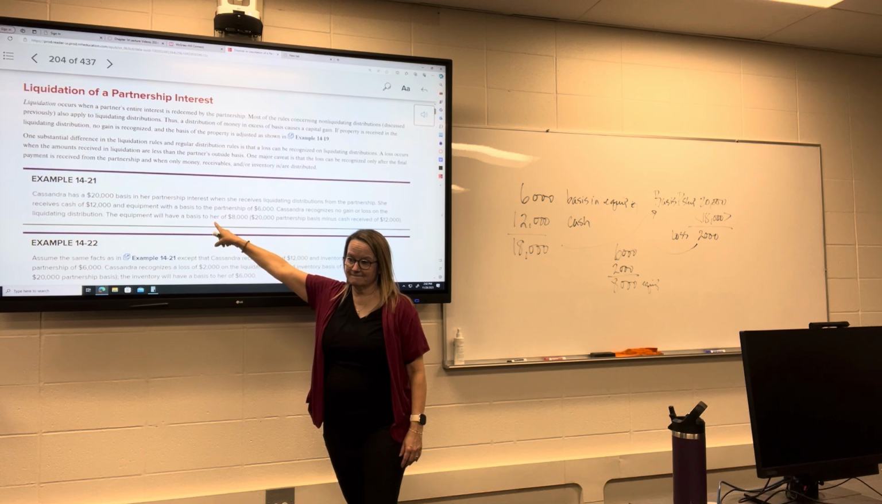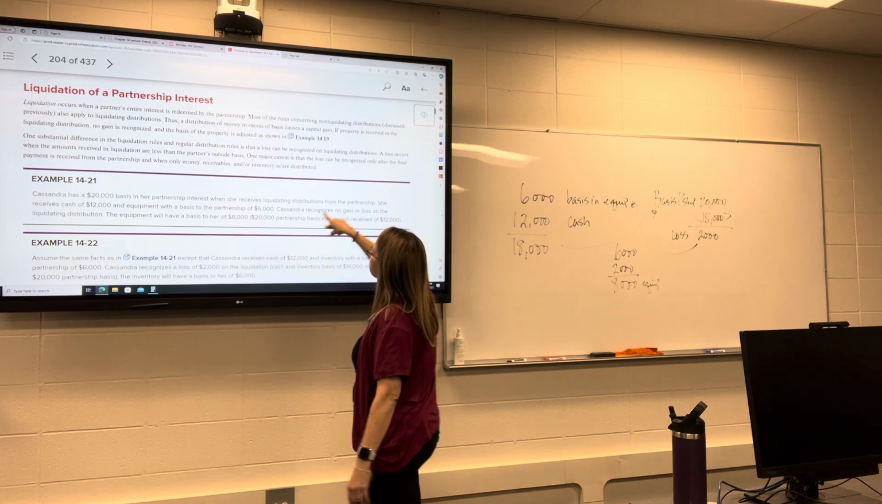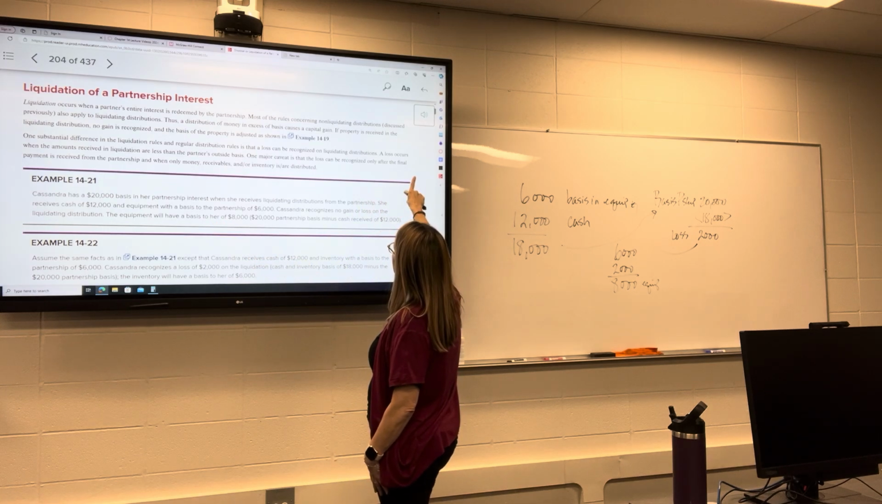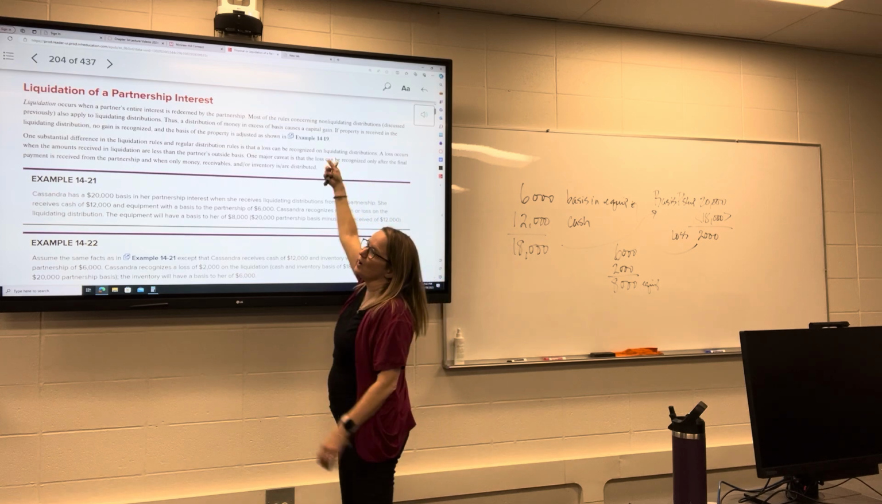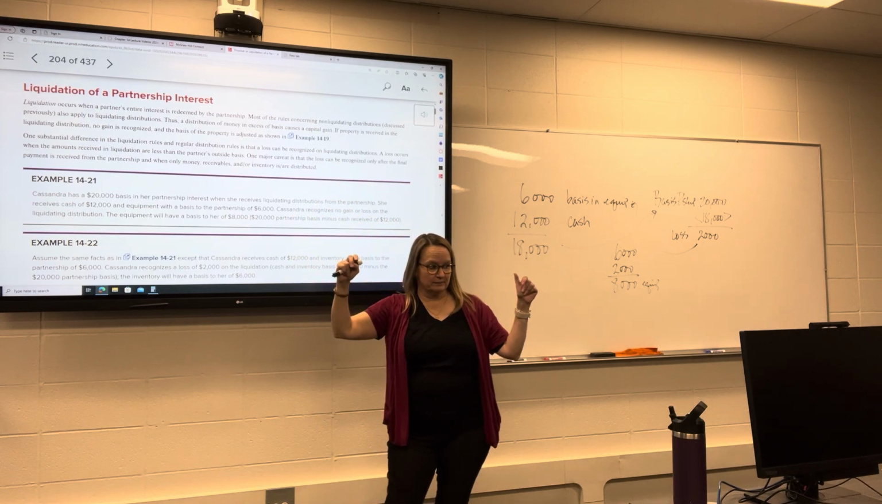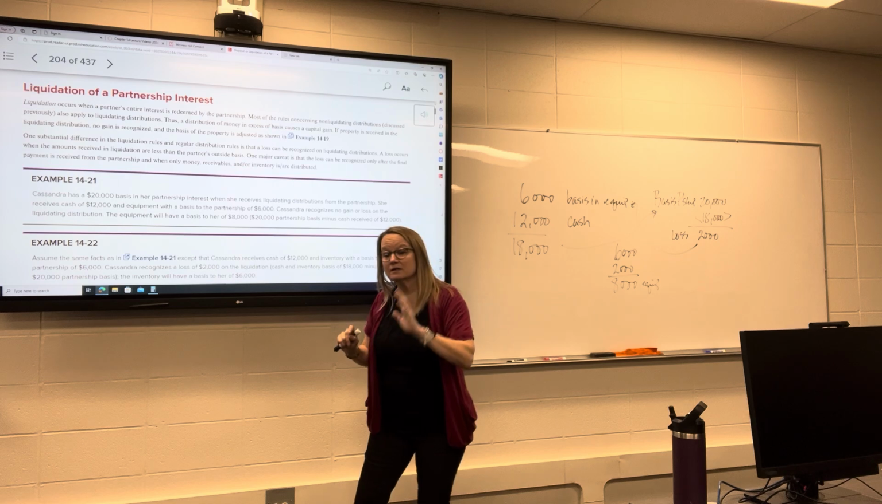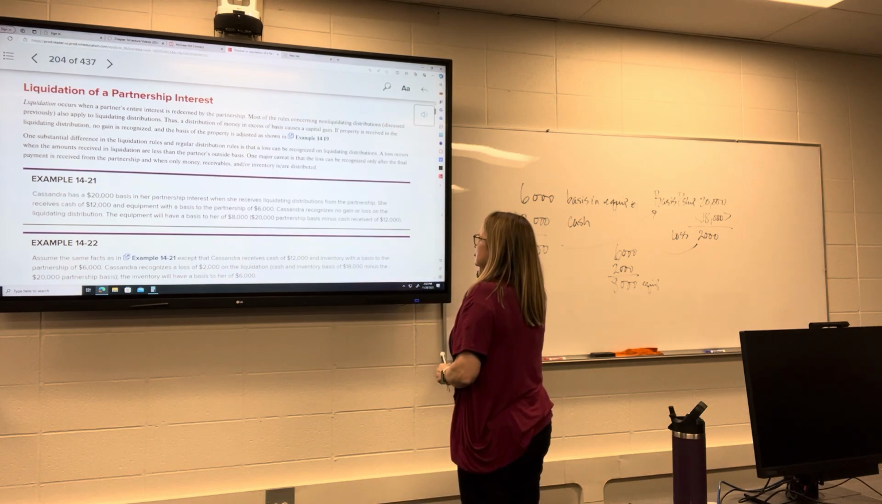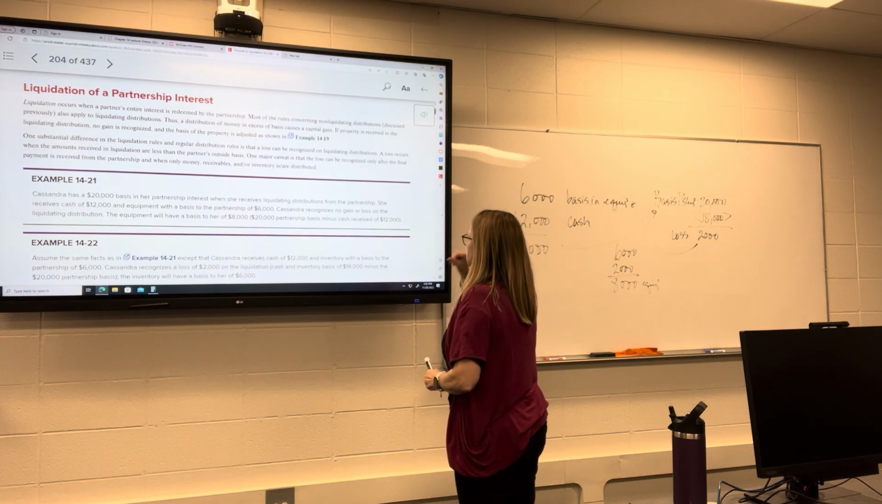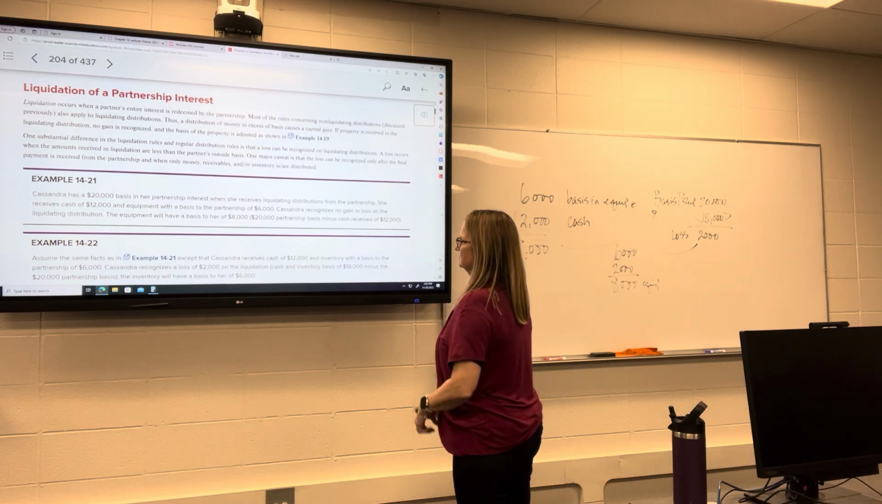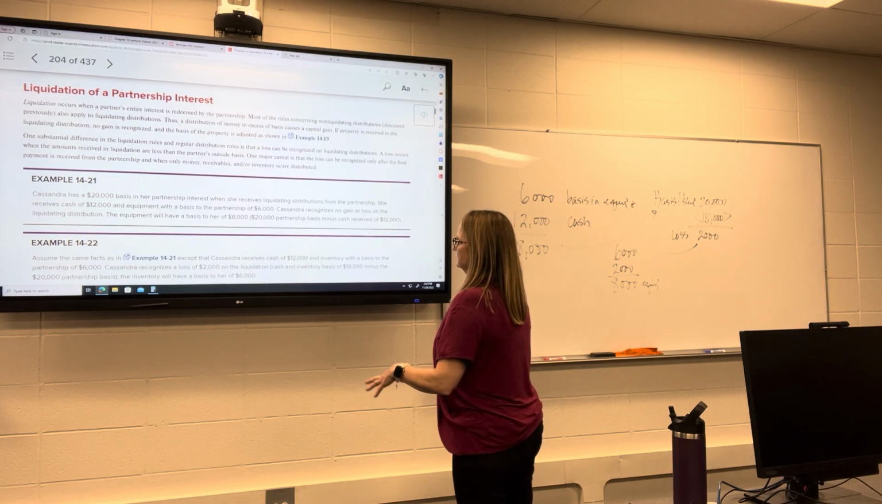Right. But it says it. One caveat, the loss can be recognized. Okay, so they should say the loss can currently be recognized. Right, but it says liquidating distribution, so you wouldn't even include the equipment. You would just take her basis minus the cash that she received, right? Because that's what that example is telling you.